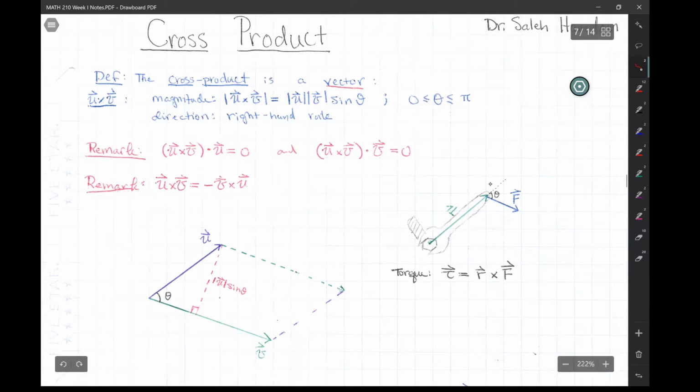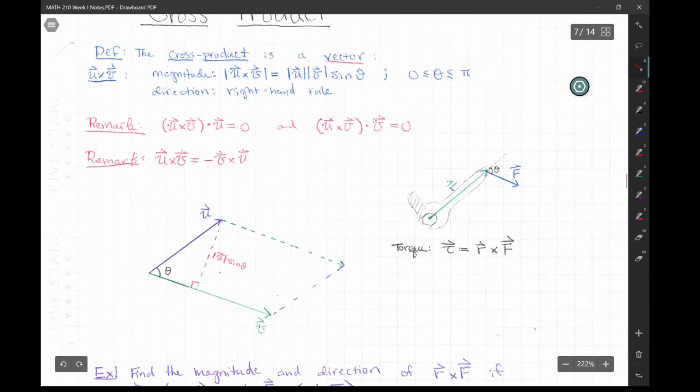Okay? So whereas the dot product was a measure of how much two vectors are along each other, how much they point in the same direction, the cross product's the opposite. It's a measure of how perpendicular they are, in the sense that the more perpendicular they are, the larger the magnitude of the cross product between these two vectors would be.